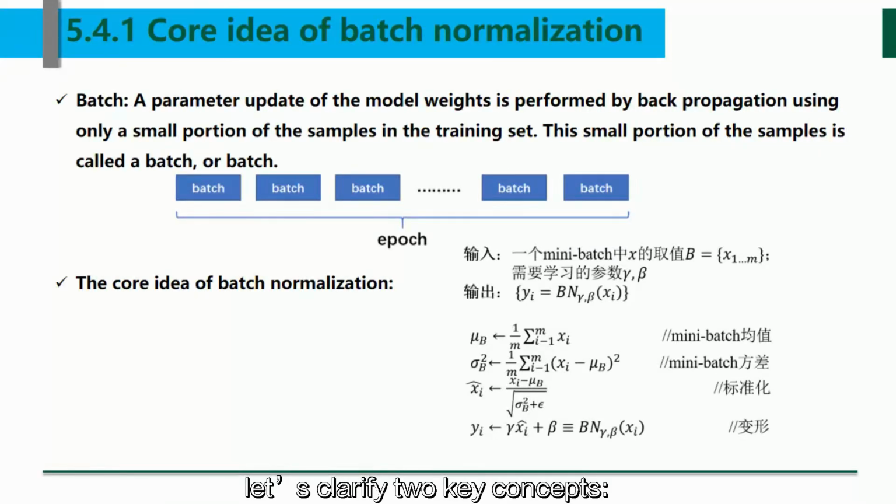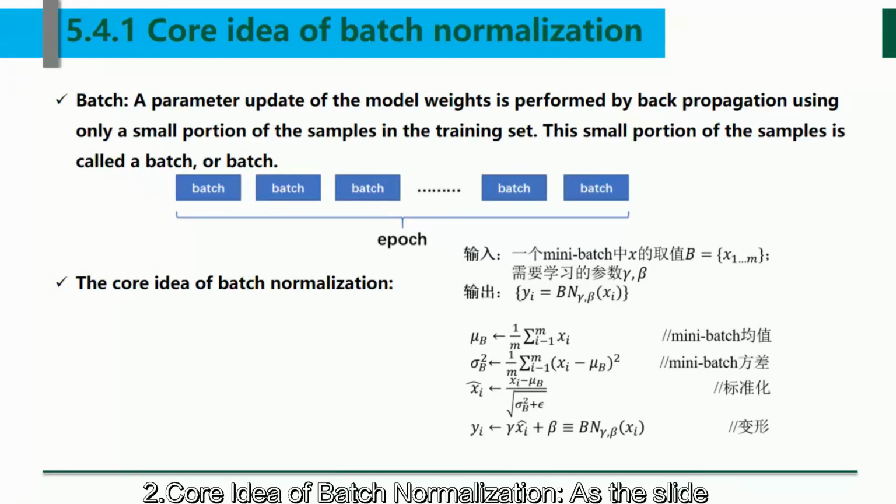First, let us clarify two key concepts. First, batch. When updating model weights via backpropagation, we don't use all training samples, we only use a small portion. This small portion is called a batch or mini-batch.